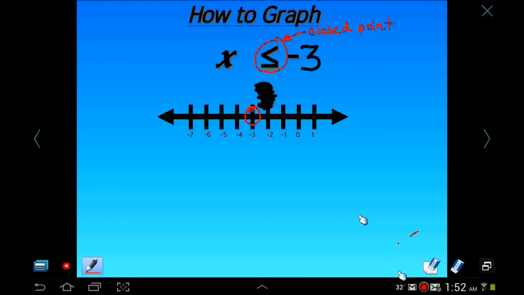Now make sure it's obvious that you're filling it in. Some people kind of partially do it and they say, oh, I filled it in. Make sure it's clearly filled in, not just half filled in. So you can get away with saying it's either one.